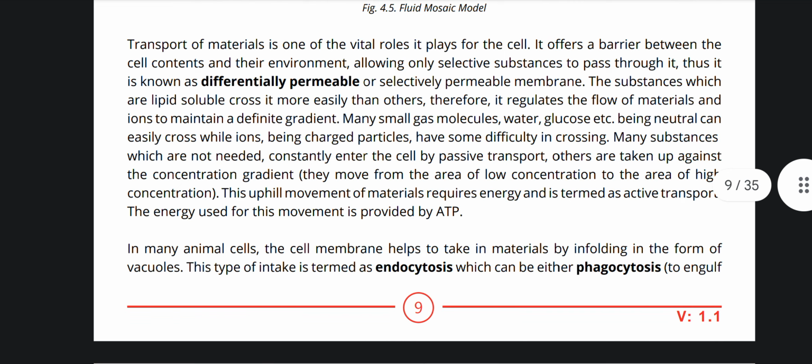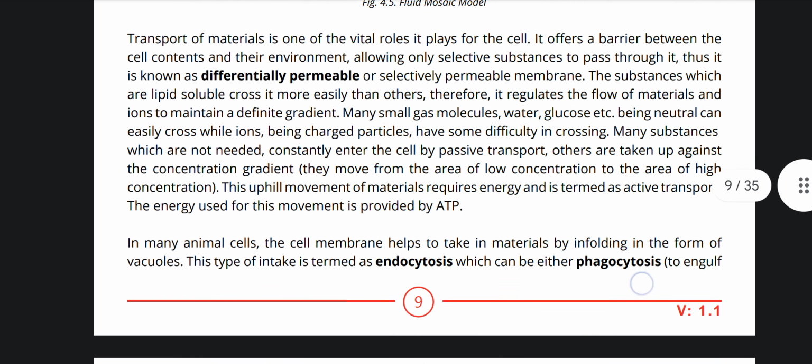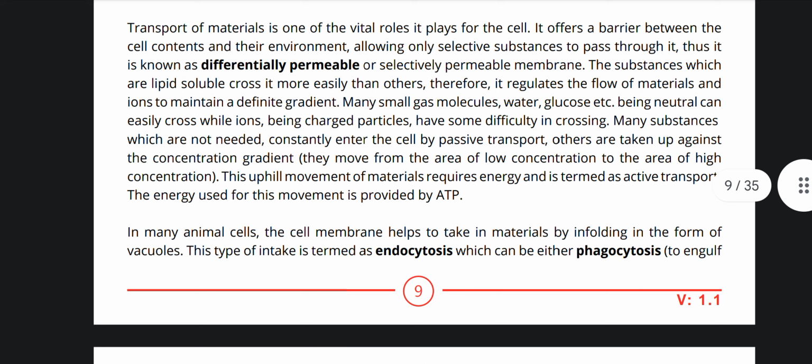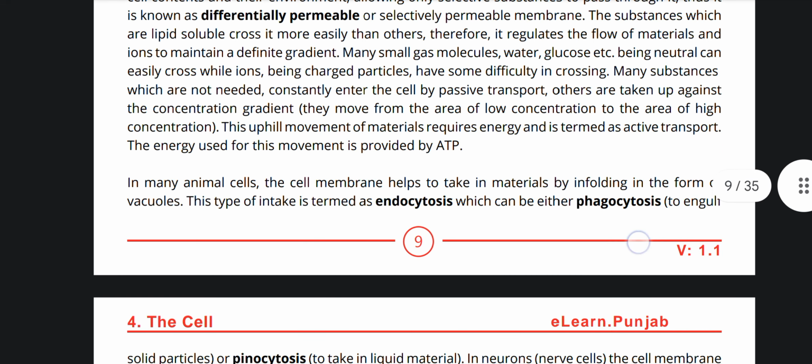Transfer of materials is one of the vital roles it plays for the cell. It often offers a barrier between the cell contents and the environment, allowing only selective substances to pass through, and is known as differentially permeable or selectively permeable membrane. The substances which are lipid soluble cross it more easily than others, therefore it regulates the flow of materials and ions to maintain a definite gradient.